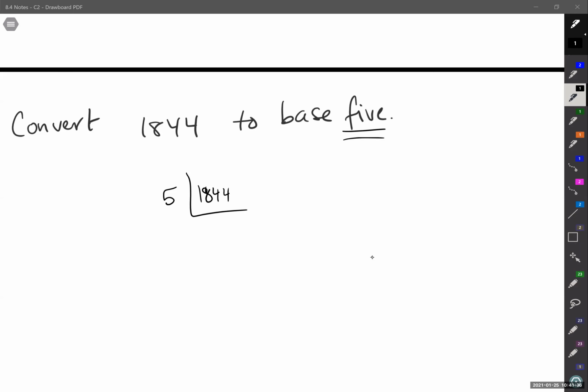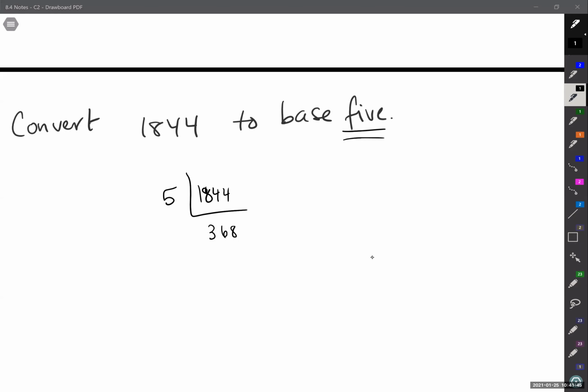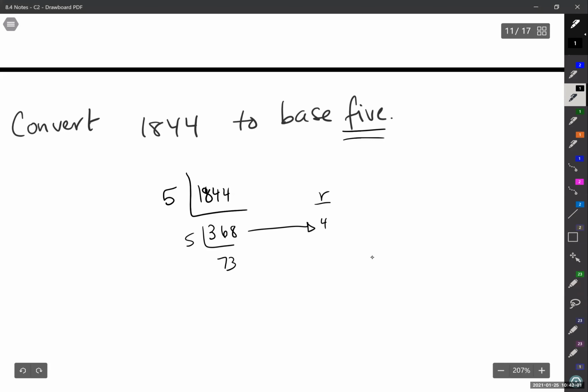So did y'all find 368 first? Okay, now how close does that get? We multiply 368 by 5, and we get 1844. So y'all are correct, we have a remainder of 4 left. Repeat the process. 73, 5 times 73 gets us to 365. 3 is the remainder. Keep going.